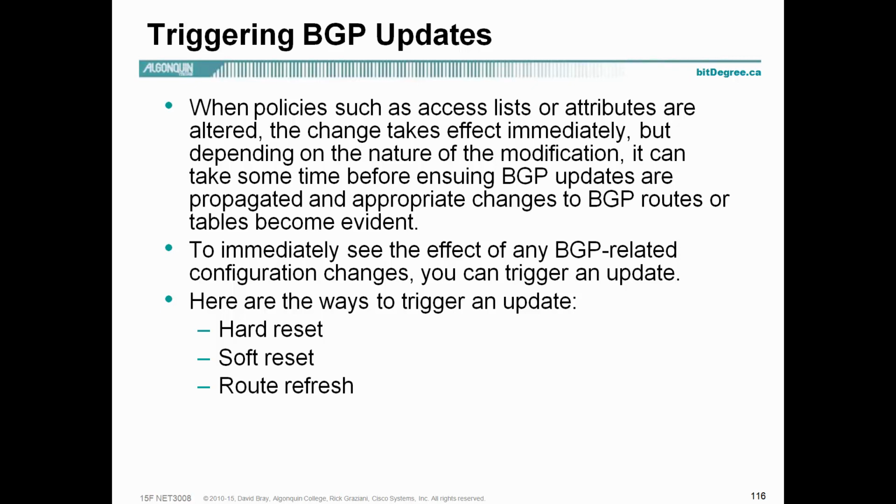If you would like to see the changes applied immediately, then you must trigger an update and force the router to either receive all updates again or send them out again in order for these to pass through the filters. The three major ways in which you can trigger an update are to do a hard reset, a soft reset, or what's called a route refresh.